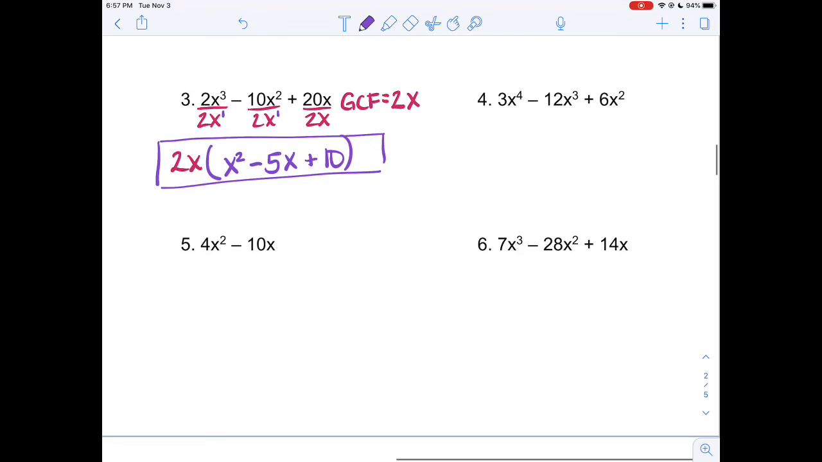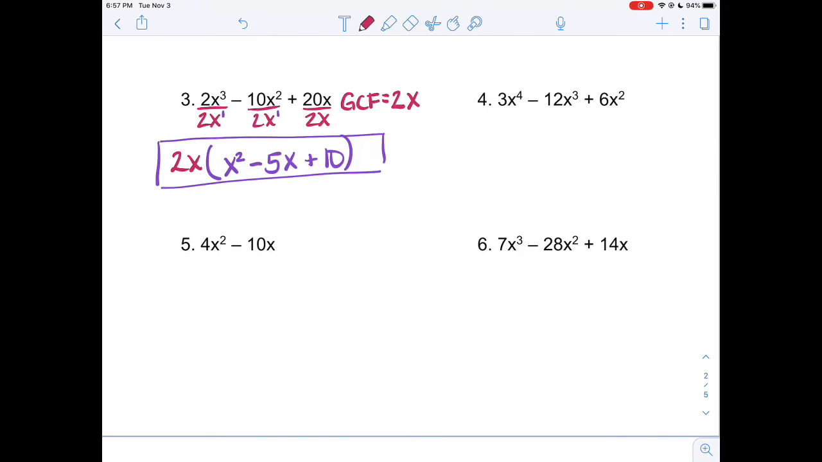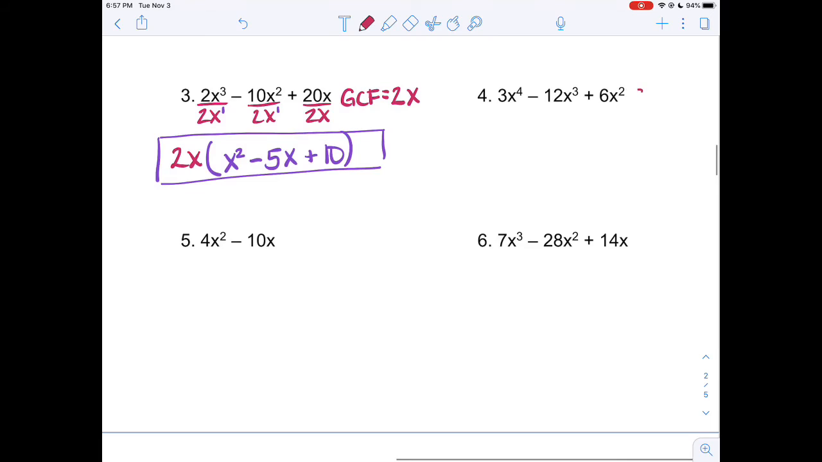Let's look at another example. In this example, we have 3x to the 4th minus 12x to the 3rd plus 6x squared. Again, I'm going to look for a greatest common factor between my numbers first, and I see a 3. And between my x's, the smallest exponent that I see is an x squared, so that's how many they have in common. I'm dividing everything by 3x squared.